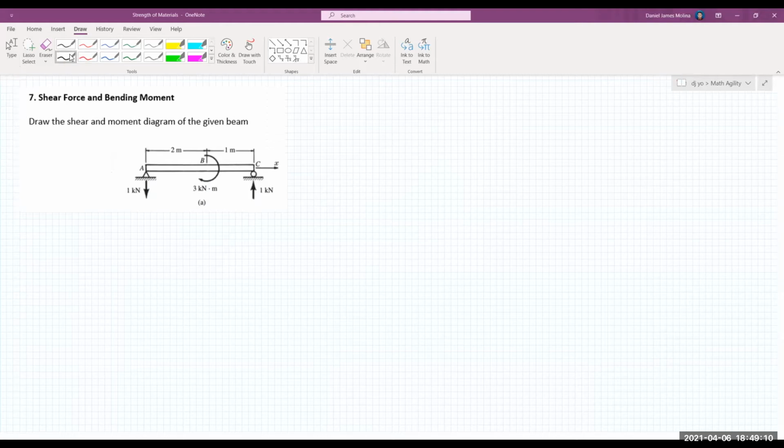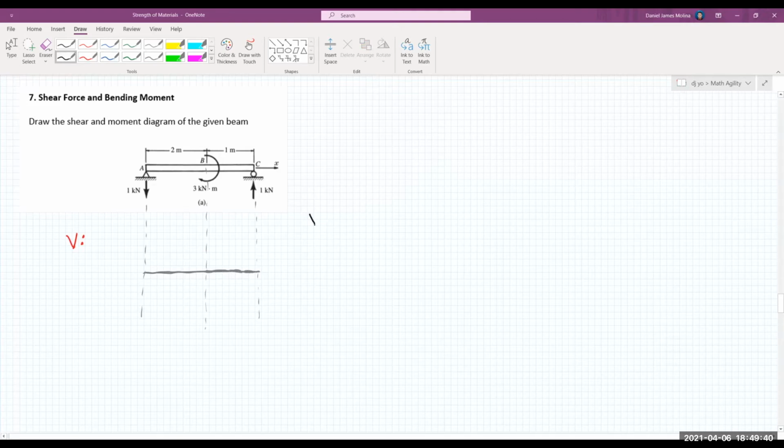So let's try to project the important points here. So point A, project downwards, B and C. There. So let's first draw the shear diagram. It's denoted by V for shear. So let's have the zero coordinate here.